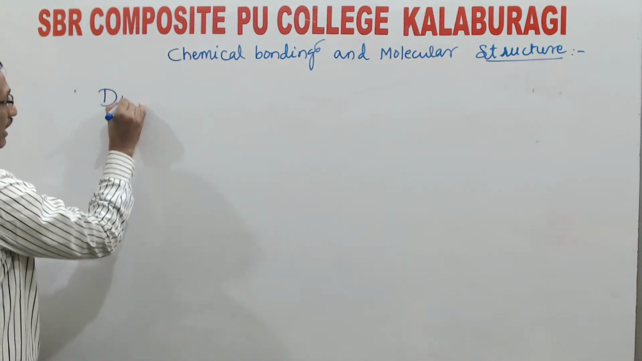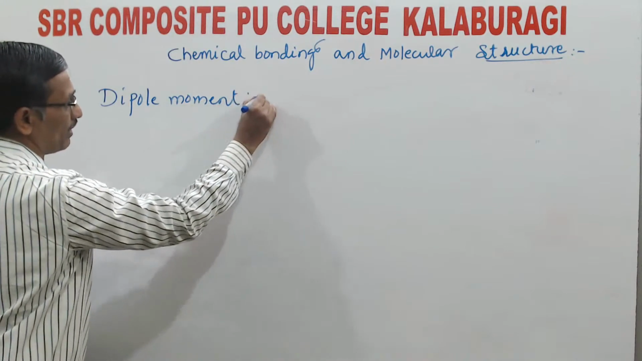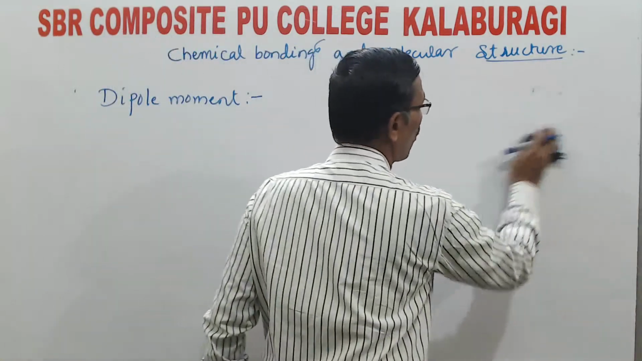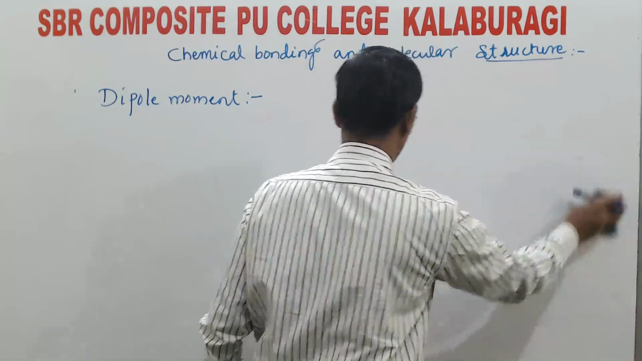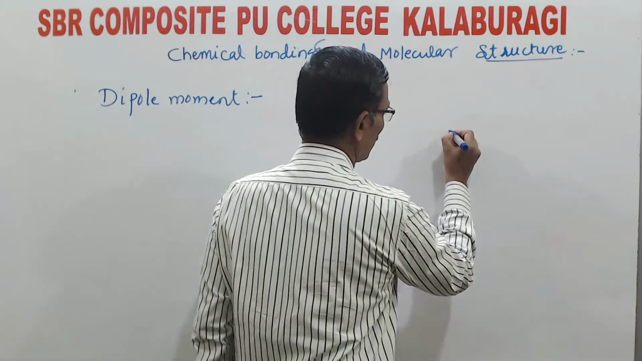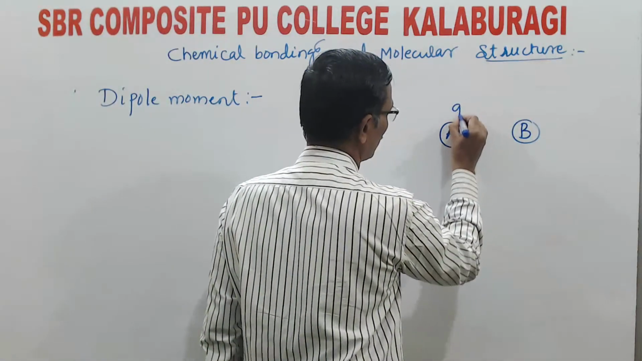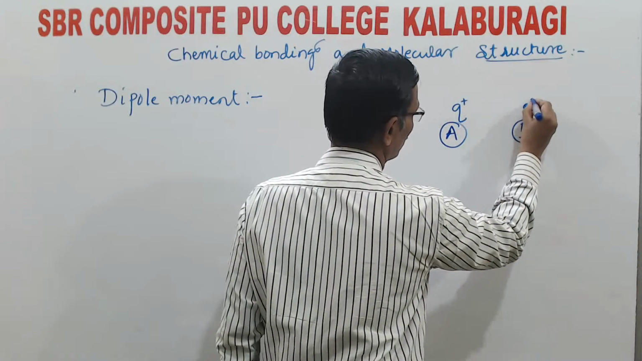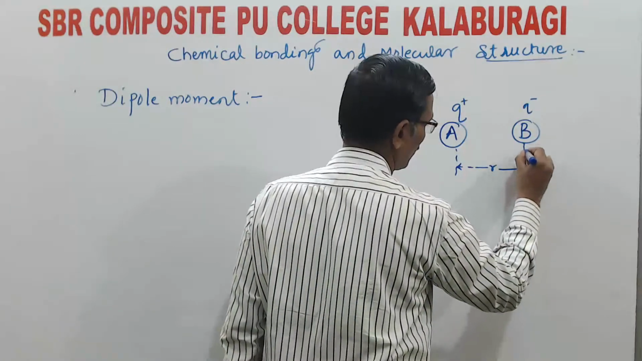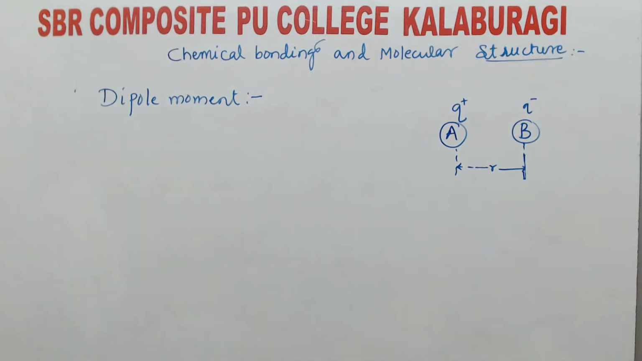What is that dipole moment? What are its units? All these things we will discuss now. Let us take an AB molecule. This is the A atom and the B atom, with charges Q plus and Q minus. Both are separated by the distance of separation between these two atoms, that is R.